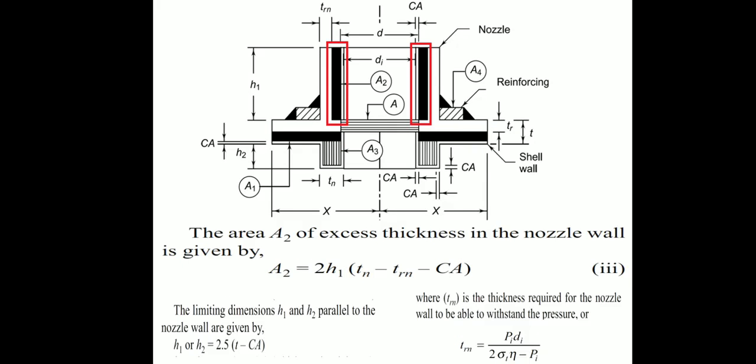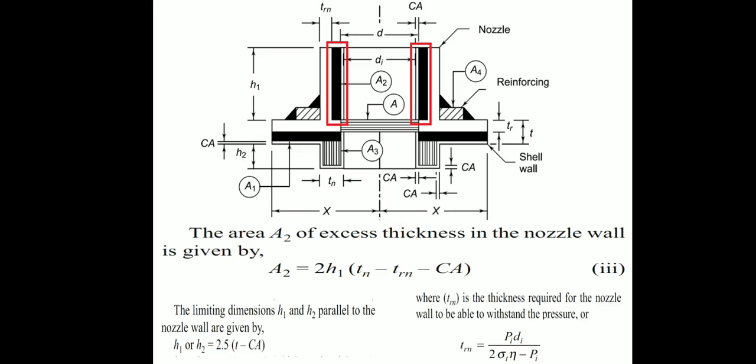Area A2 is calculated as A2 equal to 2H1 in bracket Tn minus Trn minus Ca, where Trn is the required thickness of the nozzle and H1 is the limiting distance parallel to the nozzle wall, which is given by H1 equal to 2.5 into (T minus Ca), or H1 equal to 2.5 into (Tn minus Ca), whichever is minimum.